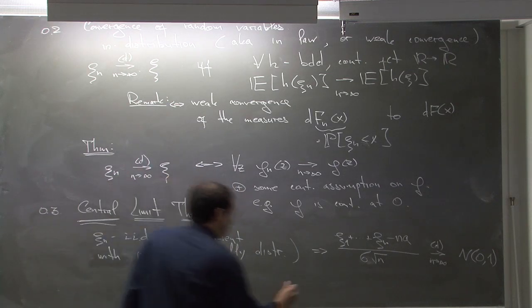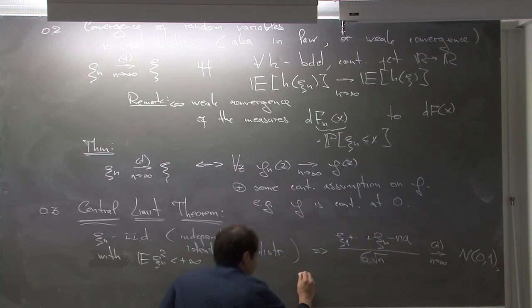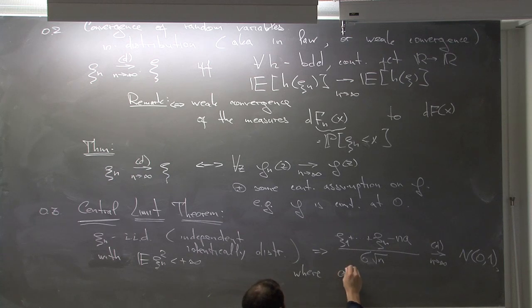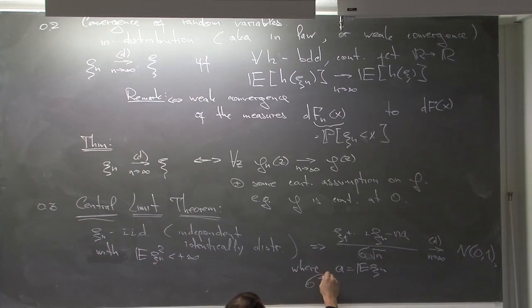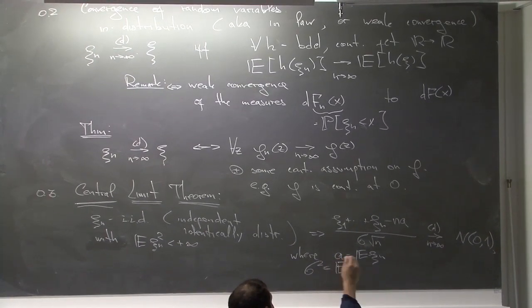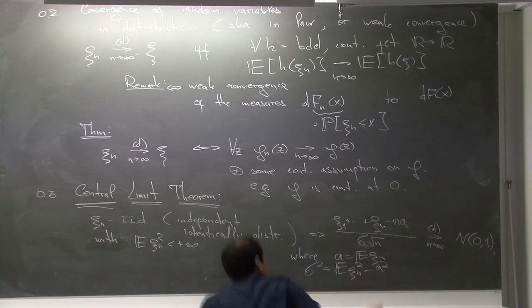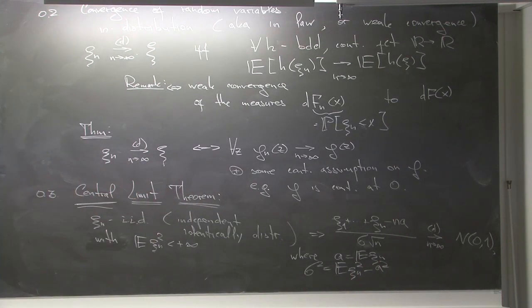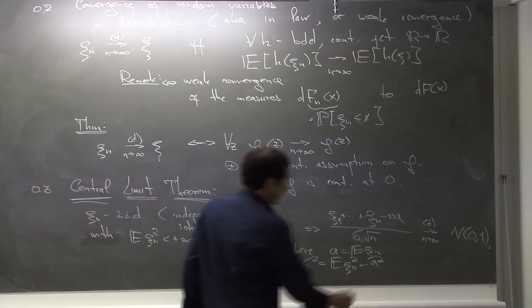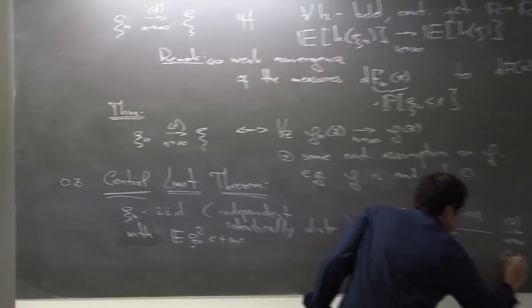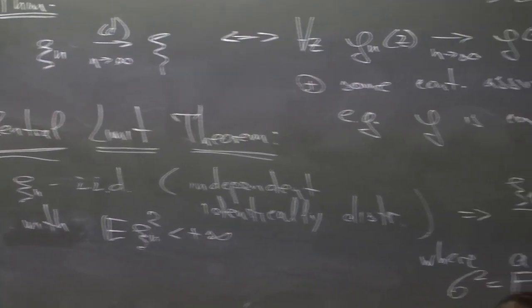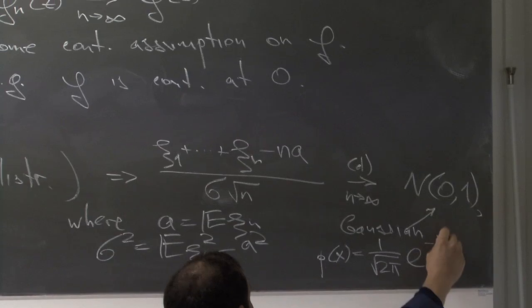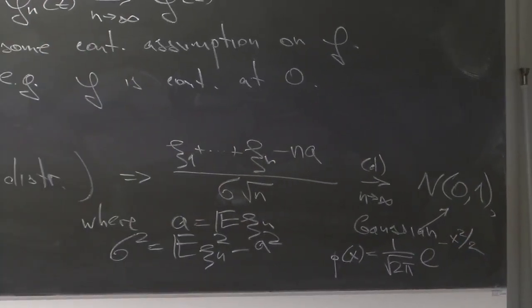So a is the mean value. Sigma is the standard deviation, so sigma squared is the variance here, and N(0,1) is the standard Gaussian distribution, the Gaussian with density p(x) equals 1 over the square root of 2 pi times e to the minus x squared over 2.